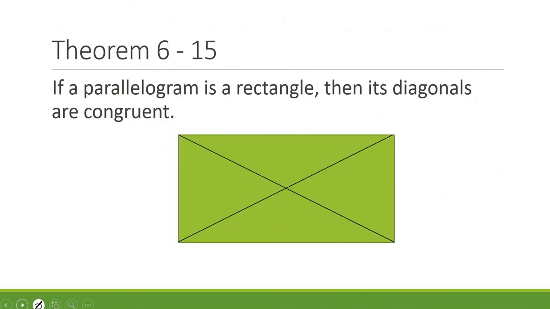The last piece of information or theorem that we're going to look at says if a parallelogram is a rectangle, then its diagonals are congruent, meaning that in rectangle ABCD, AC is congruent to BD. Since we also know that the diagonals of a rectangle have to bisect each other, right? So we know that all four of those have to be equal. That's all we have.